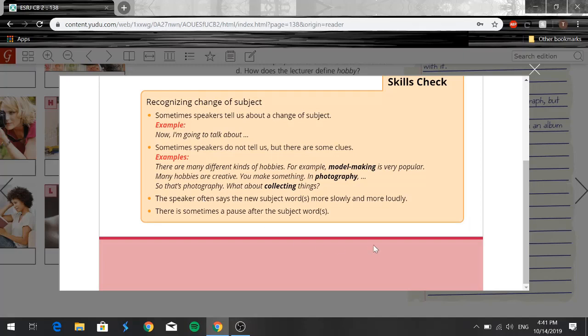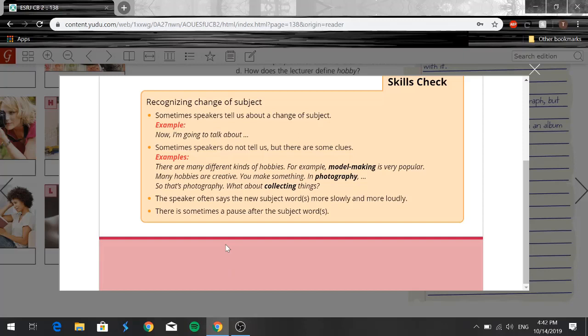Okay? Two more points to keep in mind: the speaker often says the new subject words more slowly or more loudly. So you'll often hear things like, there are many different kinds of hobbies. For example, either more slowly or more loudly or both. So they'll either raise their tone a little bit or speak a little bit slower, just to emphasize the change of subject. Okay? You can also often tell when there's a pause after the subject words, right?